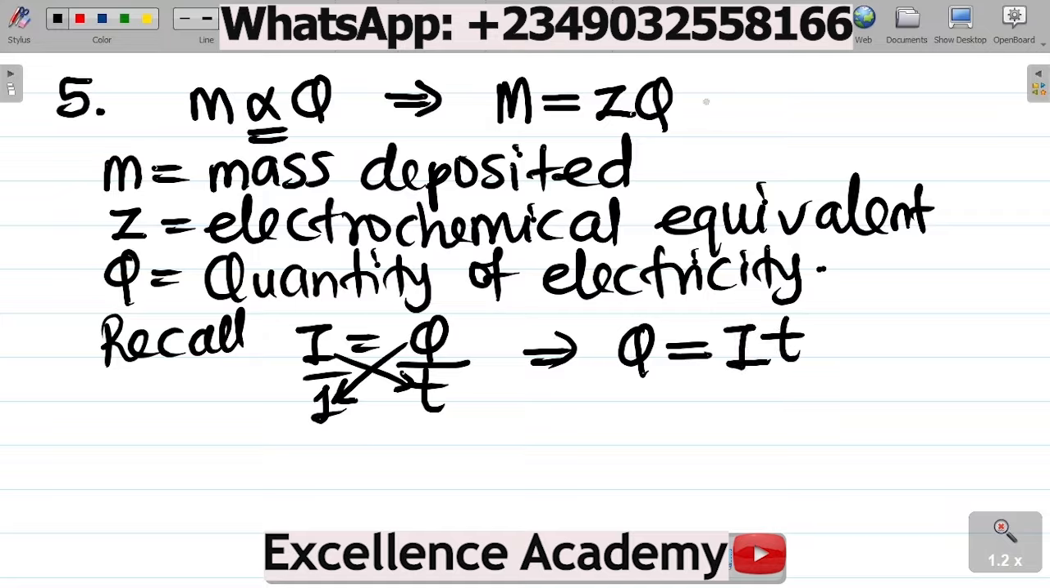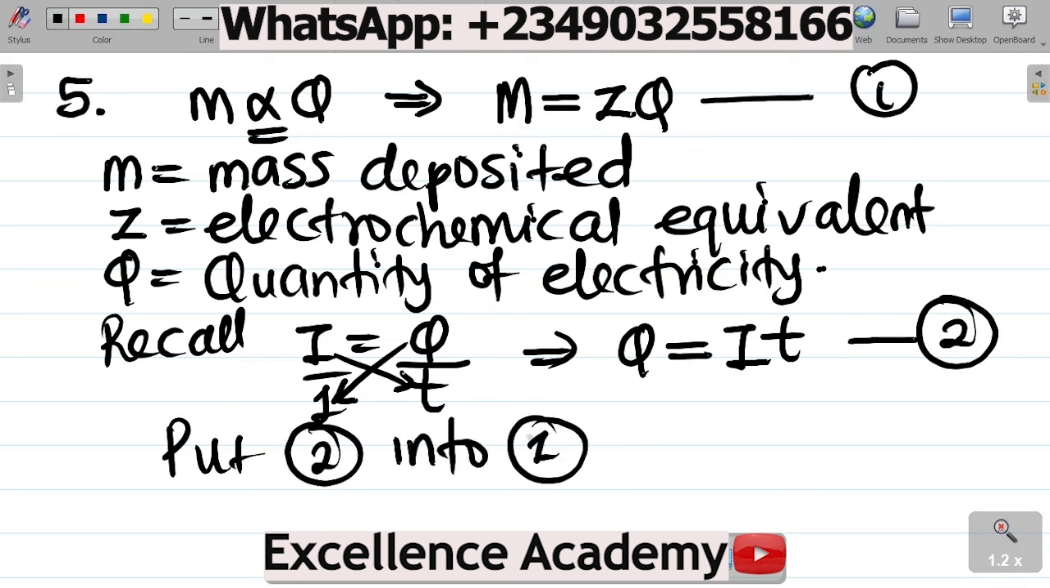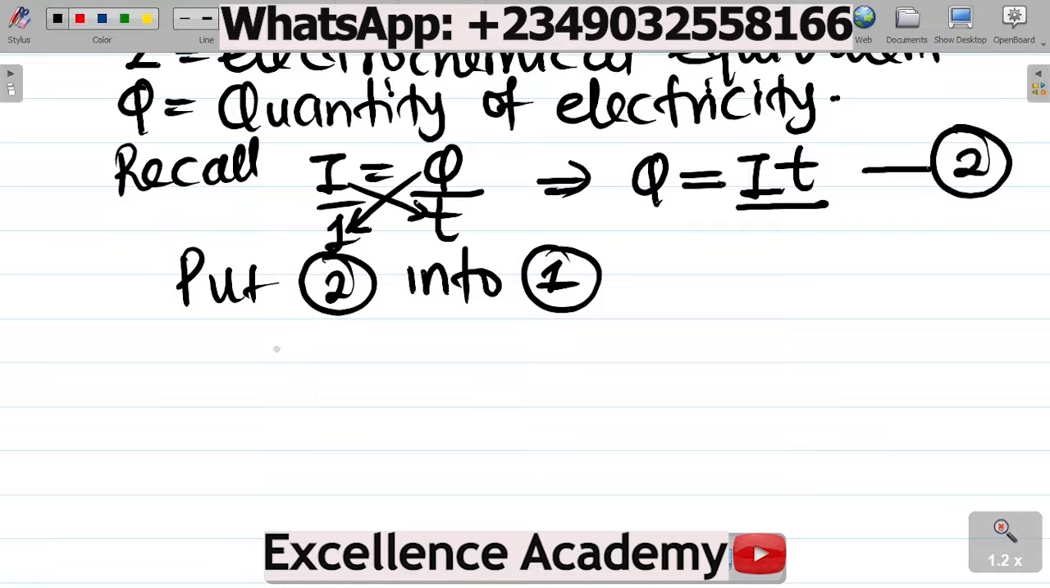Let's call this equation 1. And let's call this equation 2. If I put equation 2 into equation 1, that means in place of this Q here, I'll put IT. So it means M is equal to ZIT. So we have that the mass M is equal to Z times current times time. So we have this. All right.